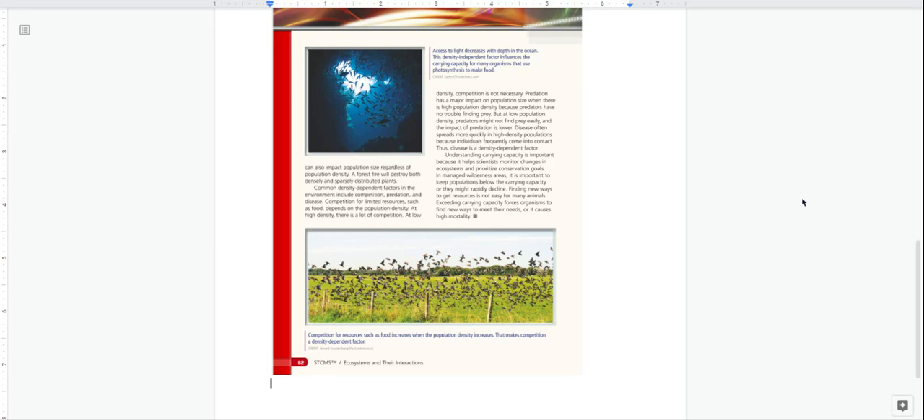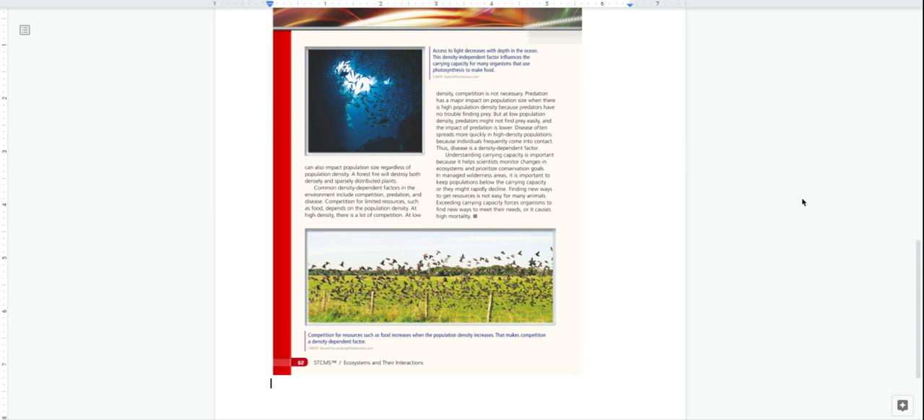Predation has a major impact on population size when there is high population density because predators have no trouble finding prey. But at low population density, predators might not find prey easily, and the impact of predation is lower. Disease often spreads more quickly in high-density populations because individuals frequently come into contact. Thus, disease is a density-dependent factor.